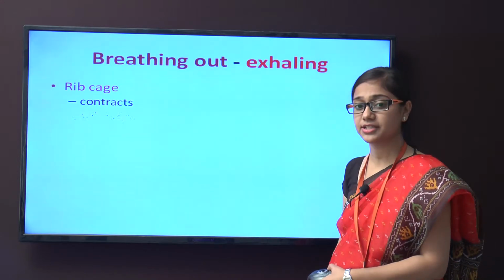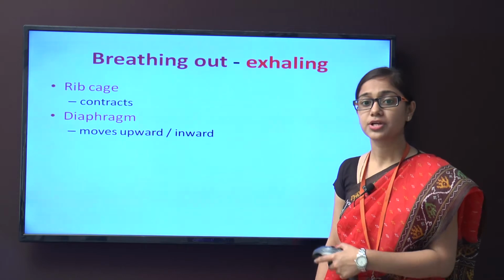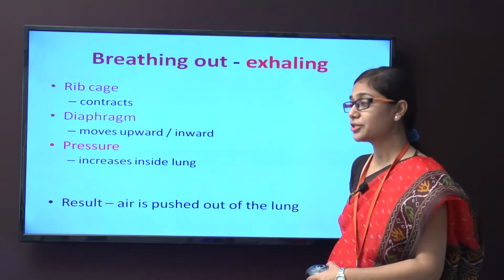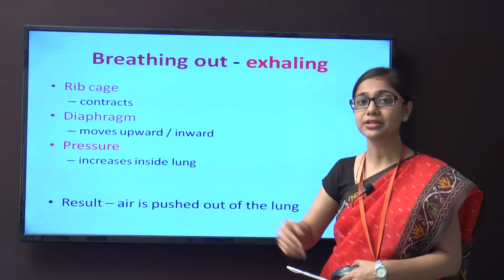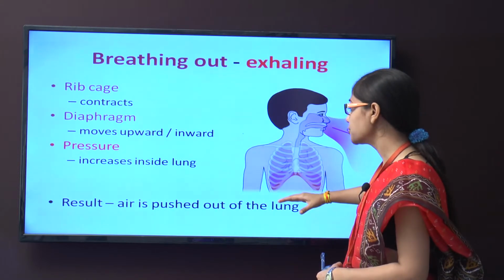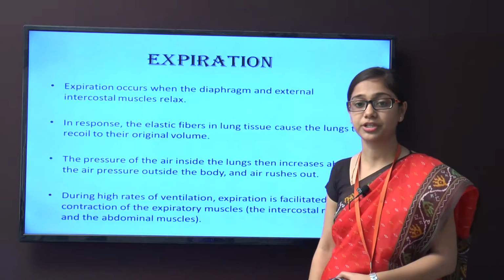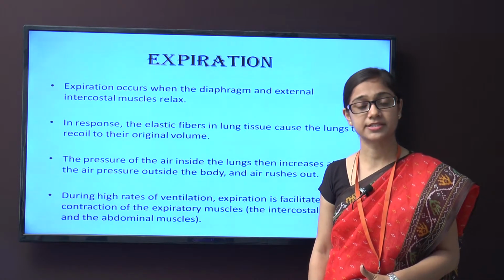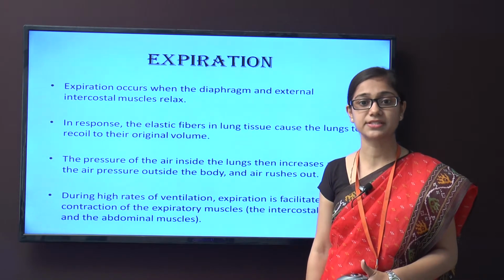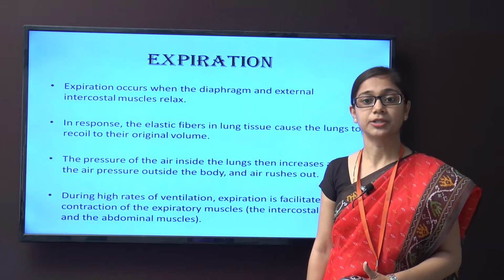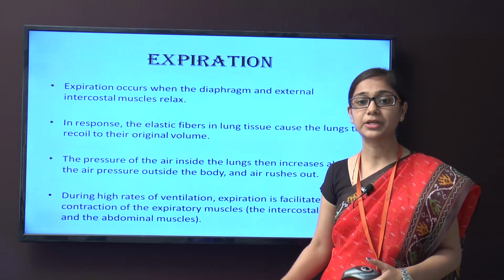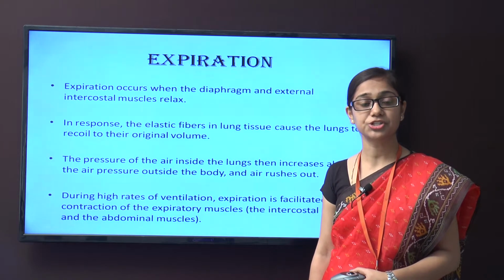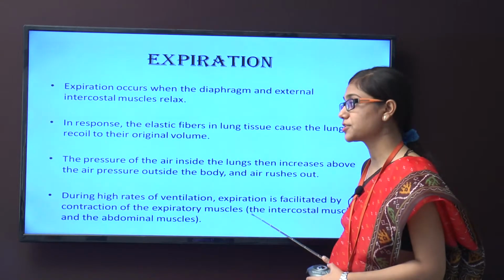In the breathing out, that means exhalation, the rib cage contracts, the diaphragm moves upward, and pressure will be increased inside the lung, that means 763 mm Hg, and as a result air is pushed out of the lung. Here you can see the diaphragm moves upward and carbon dioxide is released out of the body. Expiration occurs when the diaphragm and external intercostal muscles relax. In response, the elastic fibers in the lung tissue cause the lungs to recoil to the original volume. The higher pressure of the air inside will be released after the expiration procedure. During a high rate of ventilation, expiration is facilitated by contraction of the expiratory muscles, that is the intercostal muscles and diaphragm.